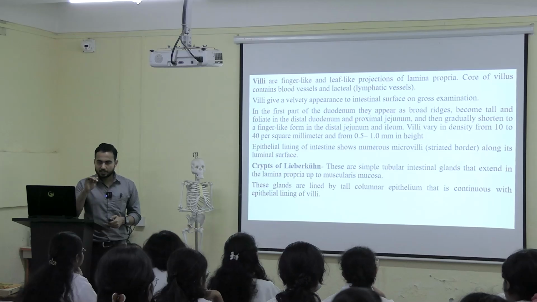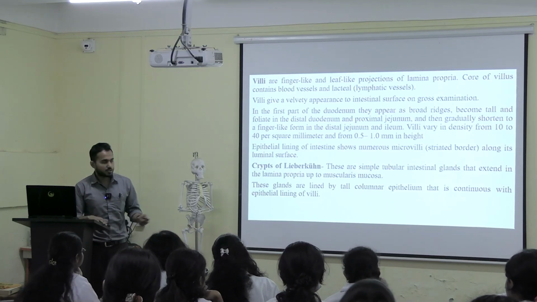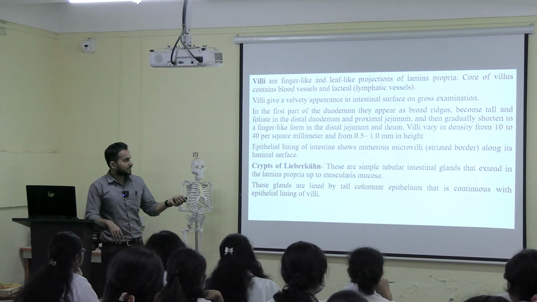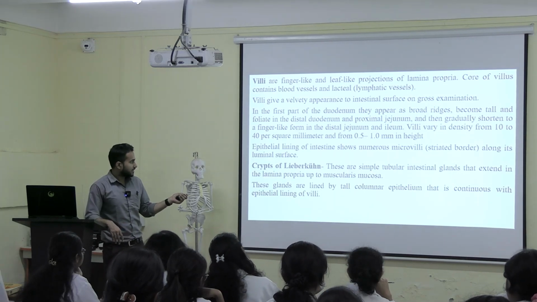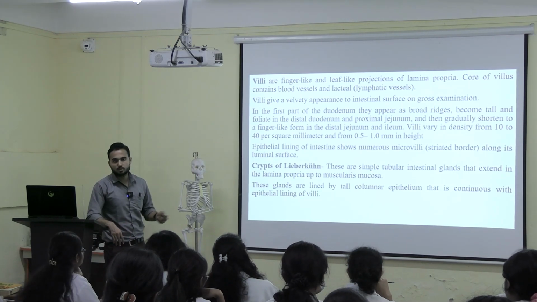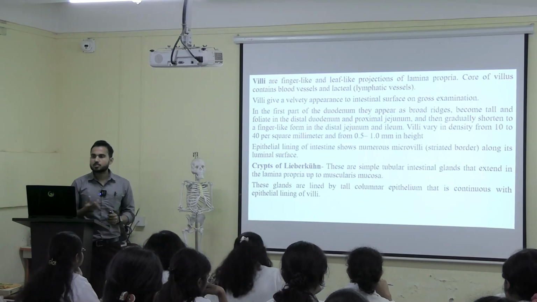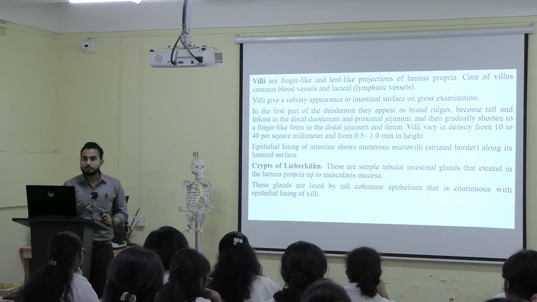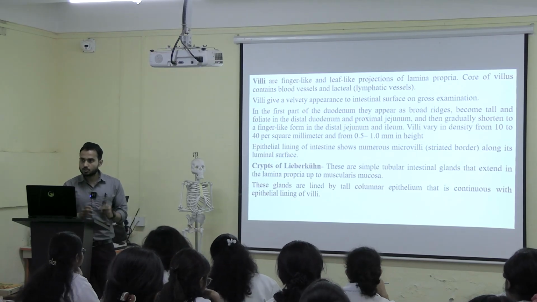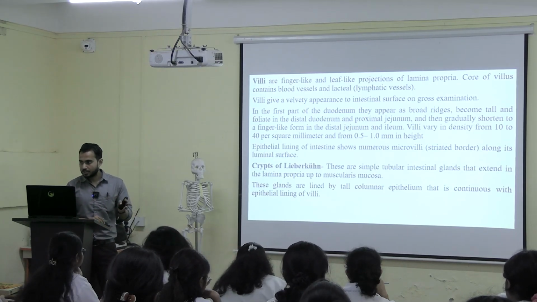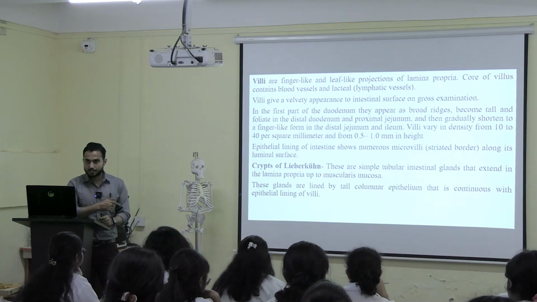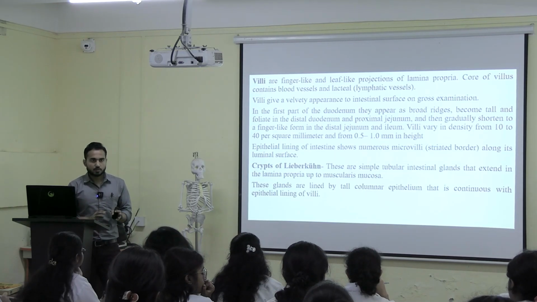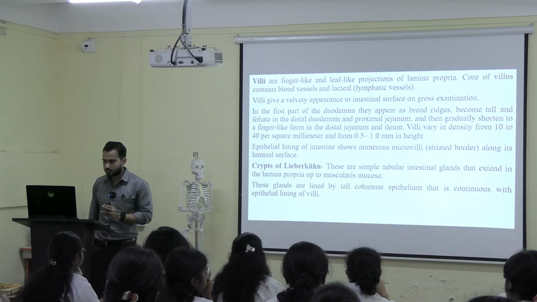In the intestine, they are called crypts. So you can see crypts of Lieberkühn. These are nothing but simple tubular intestinal glands which extend into the lamina propria up to the muscularis mucosa. In that gland, different cells are there, like in the stomach, and secretions take place, but the secretions are not the same as those we discussed in the stomach. But glands are present, and secretions take place from them.